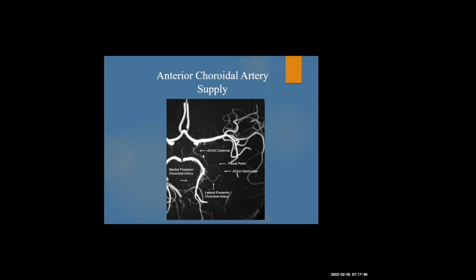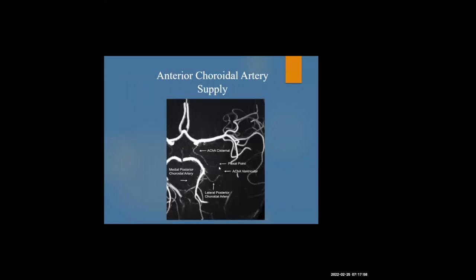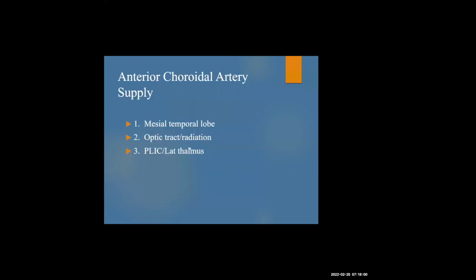So why am I harping on this tiny little vessel? Well, there's a specific kind of stroke that can occur with the anterior choroidal artery. Given its unique anatomy, it can cause a stroke in the mesial temporal lobe, and it can also cause a stroke within the posterior limb of the internal capsule and the lateral thalamus, and sometimes even cause a visual disturbance because of its vascular supply to the optic tract and radiation.